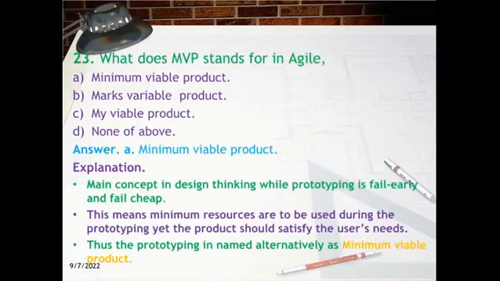23. What does MVP stand for in Agile? A. Minimum viable product. B. Marks variable product. C. My viable product. D. None of above. Answer: A. Minimum viable product. Explanation. A main concept in design thinking while prototyping is fail early and fail cheap. This means minimum resources are to be used during the prototyping, yet the product should satisfy the user's needs. Thus the prototyping is named alternatively as minimum viable product.